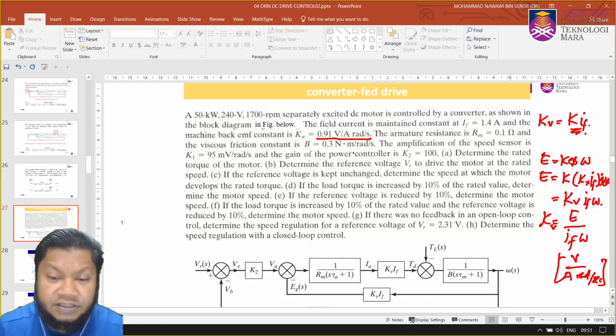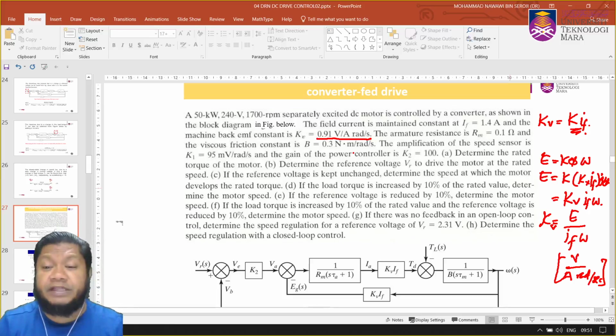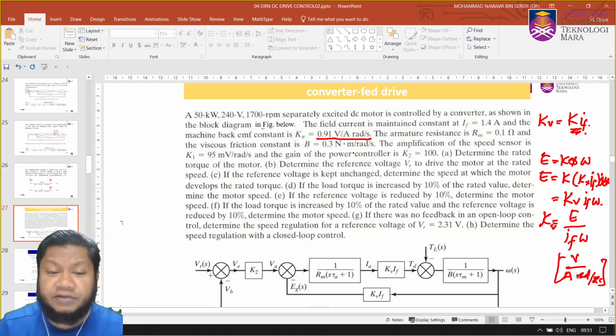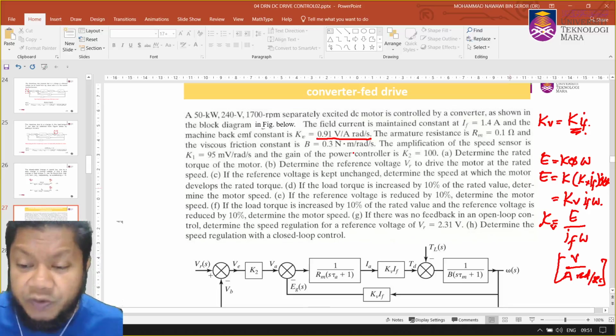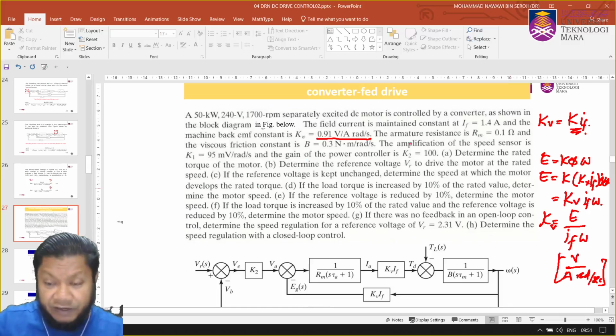If the reference voltage is reduced by 10%, determine the motor speed. If the load torque is increased by 10% of the rated value and the reference voltage is reduced by 10%, determine the motor speed. If there was no feedback, in an open loop control, determine the speed regulation for the reference voltage VR equals 2.31. It's a very long equation here. This is again taken from Rashid's book.